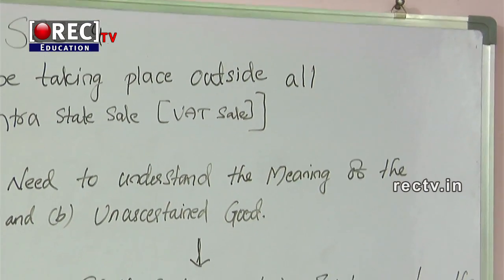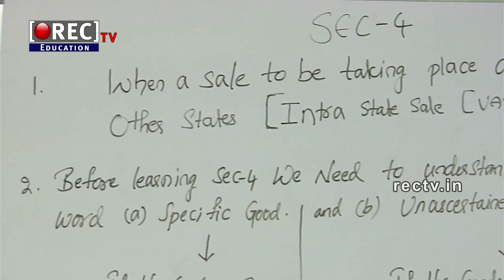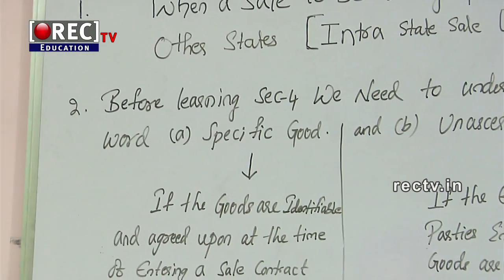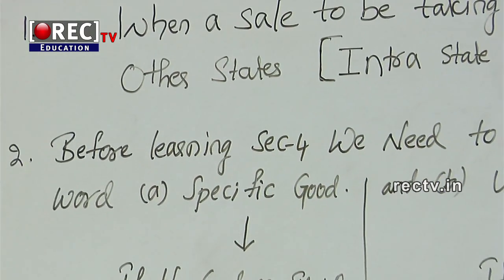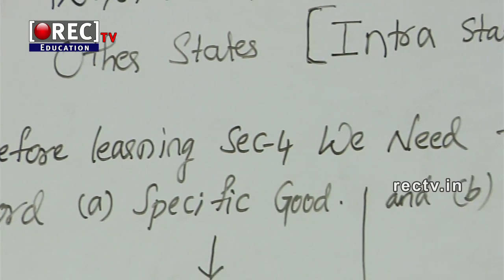Before learning Section 4, we need to understand the meaning of the words: one is specific goods and another one is unascertained goods.